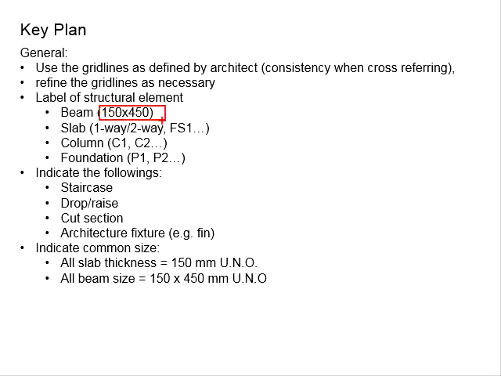This gives you an idea in terms of the size of the beam, where the width is 150, the height will be 450. As for the slab, it gives you an idea whether it is a one-way slab or two-way slab, as well as the numbers of the slab. As for the column, there will be numbers of the columns. This will later be referred to in concurrence with the column schedules. And there will be foundations and their numbers, which will later be referred to with the foundation schedules.